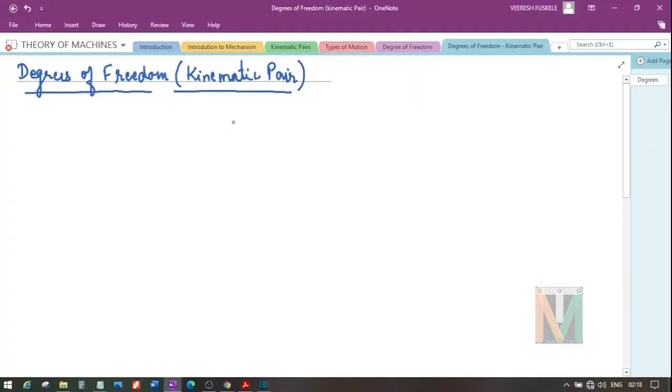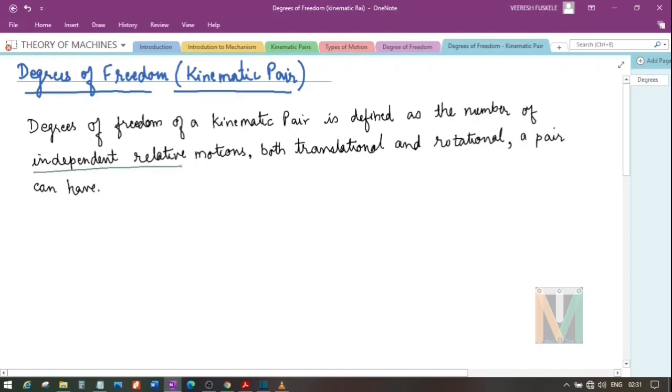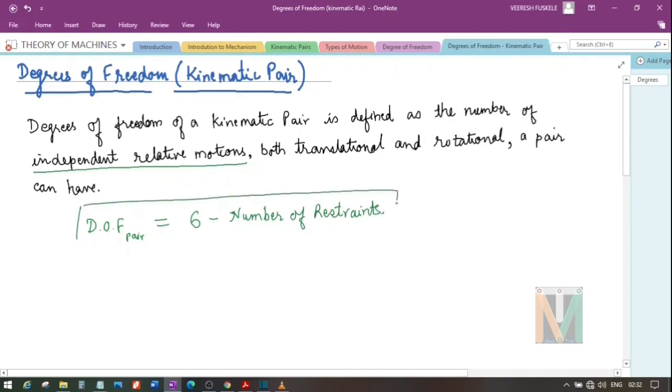Having seen this demonstration, we can define the degrees of freedom of a kinematic pair as the number of independent relative motions, both translational and rotational, a pair can have. Mathematically, this can be written as degrees of freedom is equal to 6 minus the number of restraints. 6 is the maximum number of motions that a free body can have, and the total number of restraints any connection is imposing on a kinematic pair will be subtracted from 6. That will give you the degrees of freedom of a kinematic pair. The number of restraints that a link imposes on another will depend upon the type of connection which exists between the 2 links.